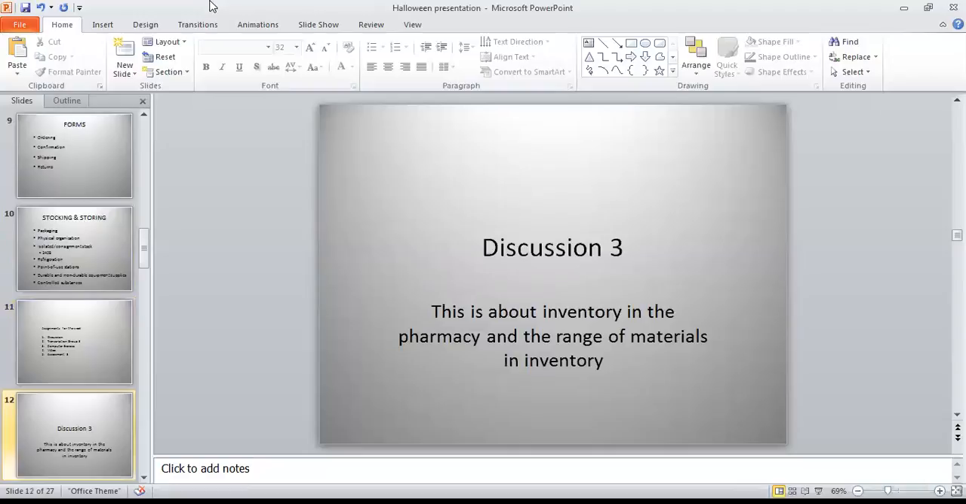The discussion this week, discussion 3, is about inventory in the pharmacy and the range of materials that we retain. This is not just things that we sell, but you need to look at everything that goes into putting together a prescription. This is not just the drug. So think about the things that you need. Not only that, but think about what you need to do in order to print instructions to the patient. So think about what you get when you get a prescription. All of that stuff is inventory, not just the drugs.